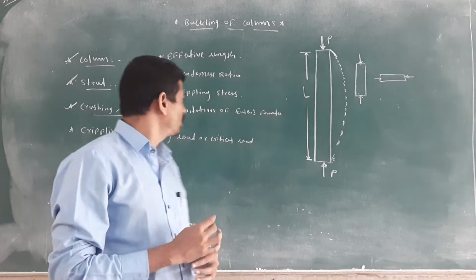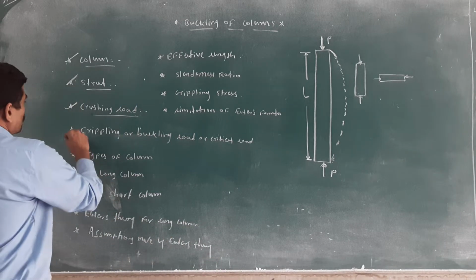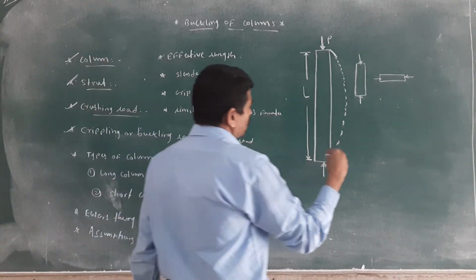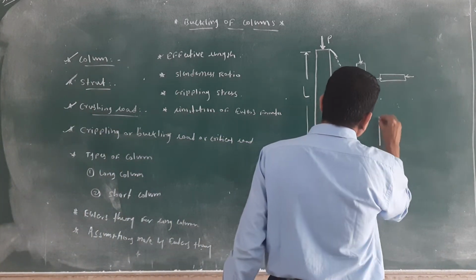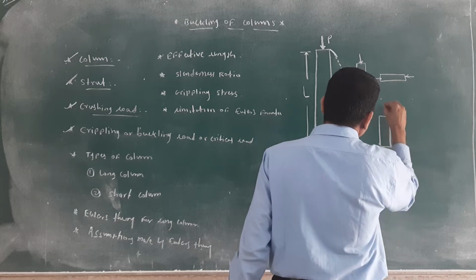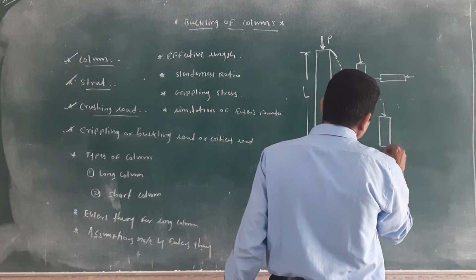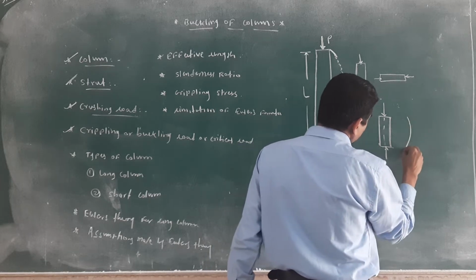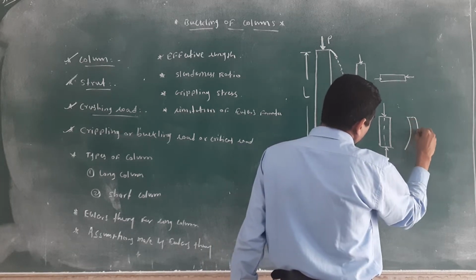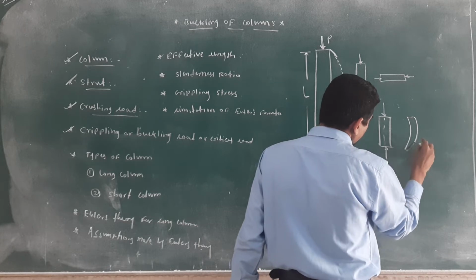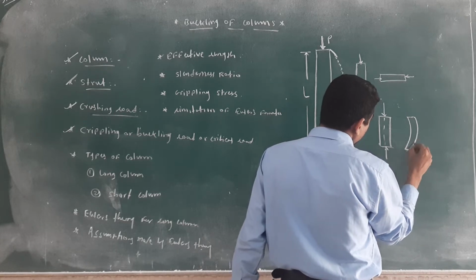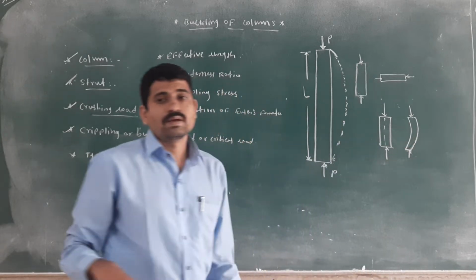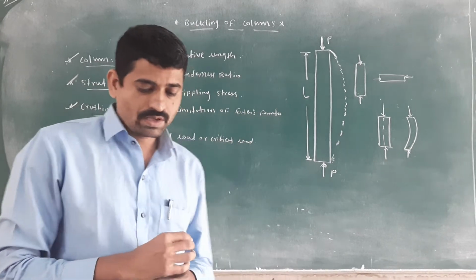Okay, all of you getting the difference between the crippling or buckling load? Yes. See, if you apply some load, suppose this is the column, then what happens? This column will buckle from its original position. This type of load is called a buckling load or crippling load.